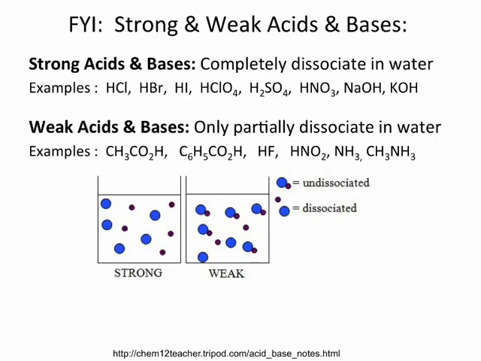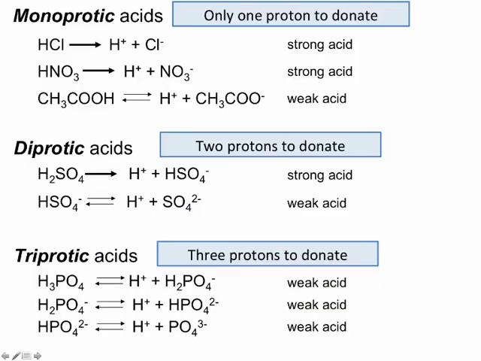This is benzoic acid, C6H5CO2H, that is a common preservative in foods. Hydrofluoric acid is a weak acid. Nitrous acid is a weak acid. And then weak bases, ammonia, this is methyl ammonia, CH3NH2. So those are weak acids and bases. This distinction between weak and strong acids and bases becomes really important when we start discussing acid-base equilibrium in the later part of this semester.